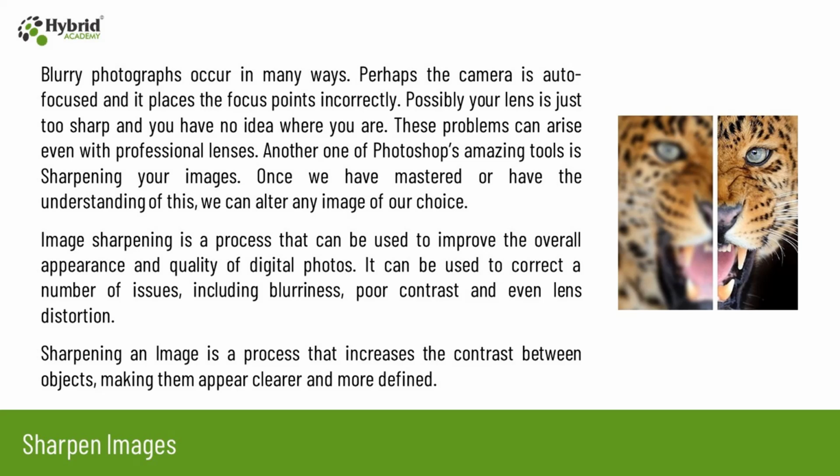Once we have mastered or have an understanding of this, we can alter any image of our choice. Image sharpening is a process that can be used to improve the overall appearance and quality of digital photos. It can be used to correct a number of issues including blurriness, poor contrast, and even lens distortion. Sharpening an image is a process that increases the contrast between the objects, making them appear clearer and more defined.